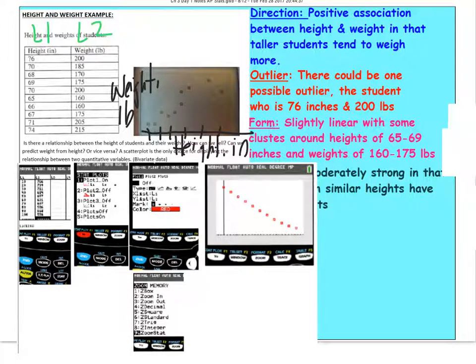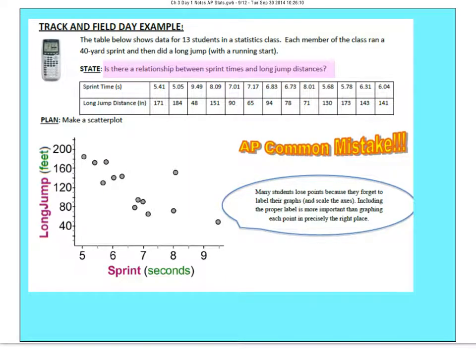When you're ready to graph, I recommend going to the Zoom button. When you click Zoom, you're going to choose number 9, which is Zoom Statistics, and it'll actually get you a great window. And that's how you can get the scatter plot. When you would do that on paper, then trace it over, and then don't forget to label your X and Y axes. Let's do another one, a track and field day.